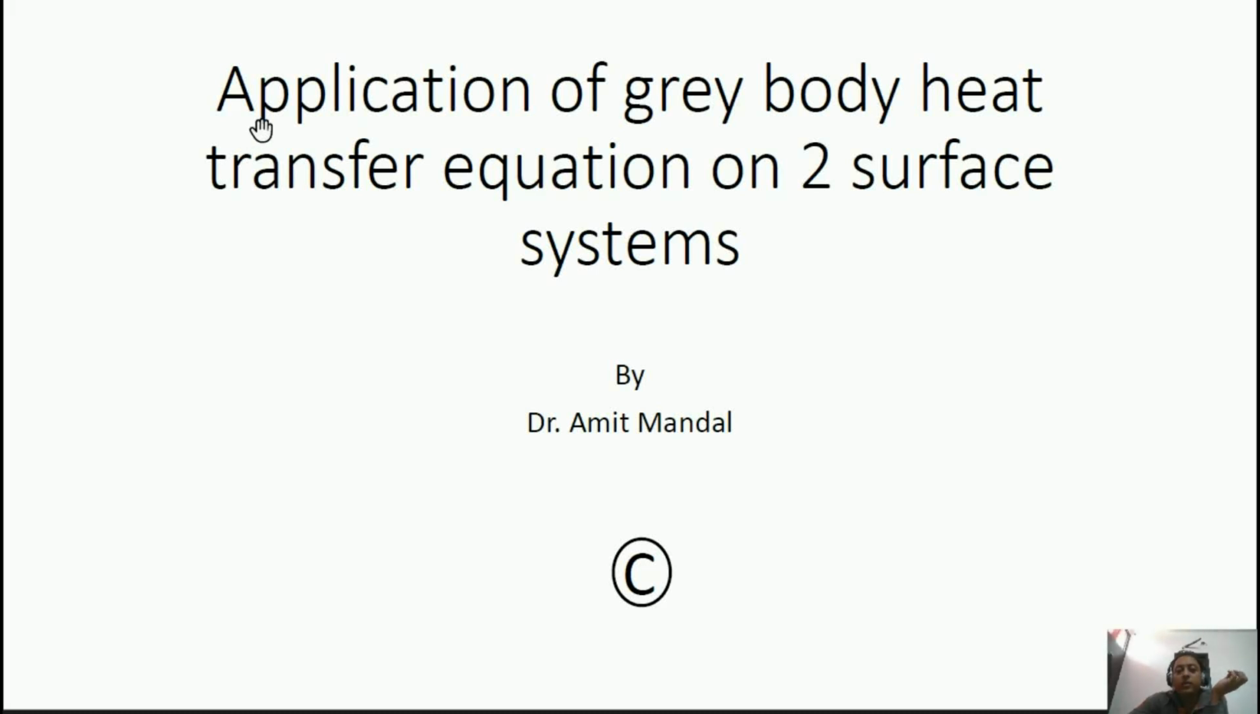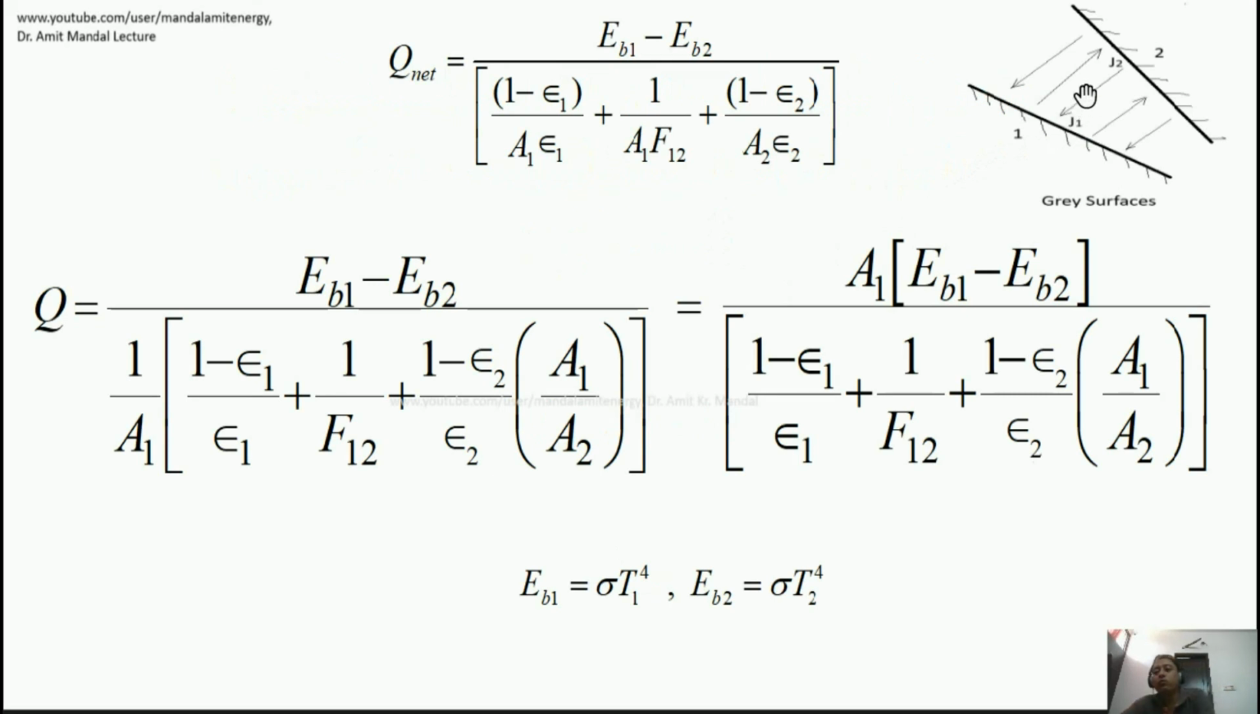Hello students, in this lecture we are going to learn about the application of the gray body heat transfer equation on two surface systems. The derivation of this gray body heat transfer equation I have already demonstrated in my previous lecture, so you can find the link over here. Right now we will learn how to apply that heat transfer equation on various systems of two surfaces. We will recall it in brief.